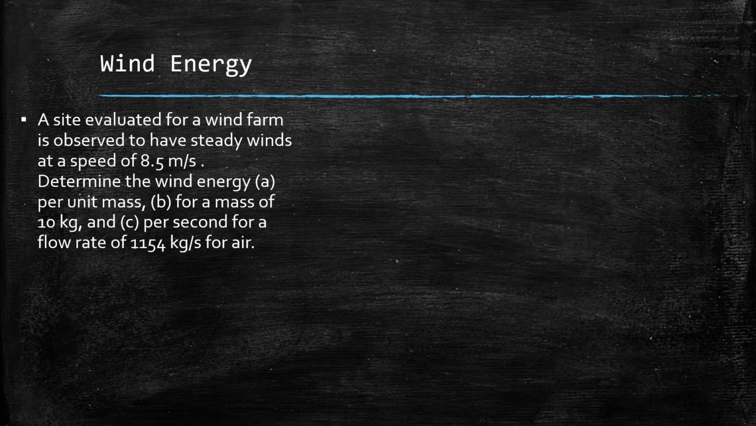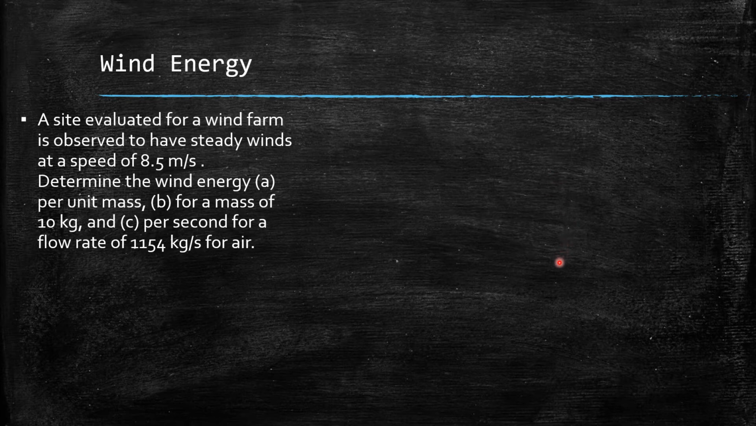Let's tackle another sample problem about wind energy. A site evaluated for a wind farm is observed to have steady winds at a speed of 8.5 meters per second. Determine the wind energy A per unit mass, B for a mass of 10 kilograms, and C per second for a flow rate of 1,154 kilograms per second for air.